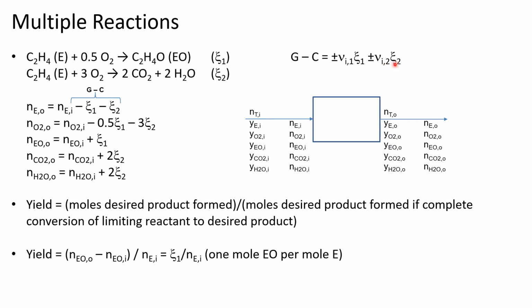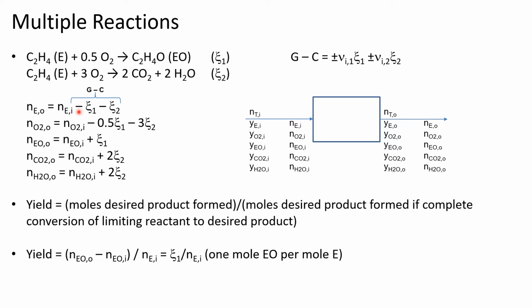Let's apply this to calculate the generation minus consumption term for each of the species in these two reactions here. So in these reactions, we have 5 species: ethylene, oxygen, ethylene oxide, CO2, and water. So we're going to go through each of these. To calculate the ethylene that comes out of the reactor, N_E,out, we'll take N_E,in, the ethylene that comes in, and subtract off then the contributions from the first reaction to the generation minus consumption and the contribution from the second.